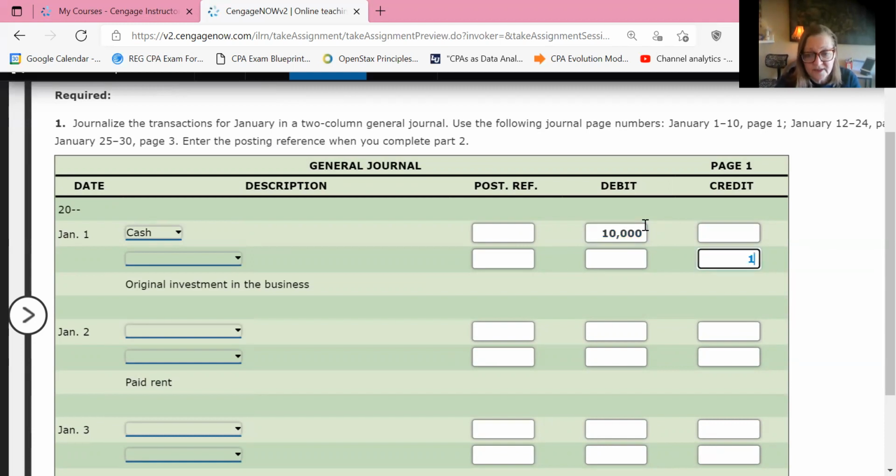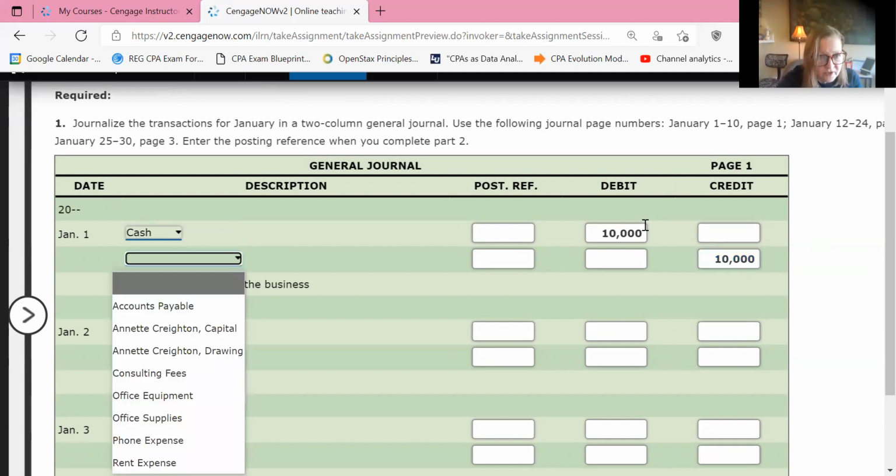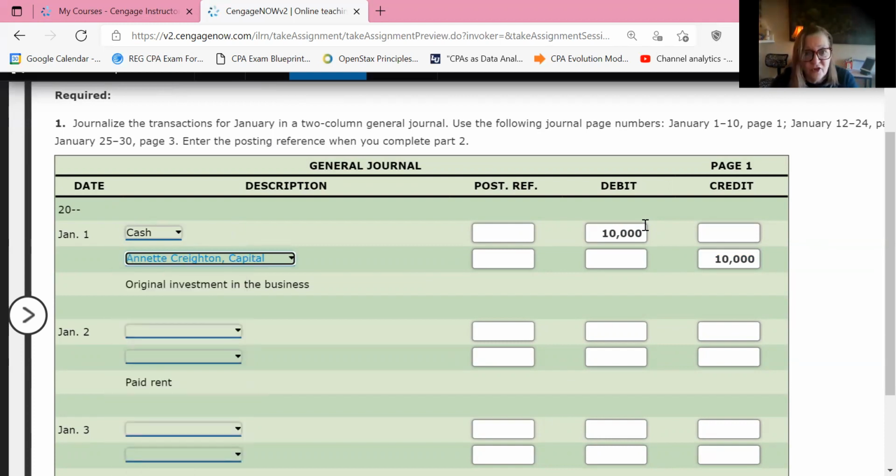And I also am going to put the $10,000 in the credit column, because that gives me most of the credit for the problem already. All I have to do now is figure out what account name to credit. Anytime you see an investment of cash from the owner in the business, it's always going to be a credit to capital. So I'll look through all these. Hey, there's a capital account. There was also another Crichton account called drawing, but that's not what we're doing. We're putting money into the company.